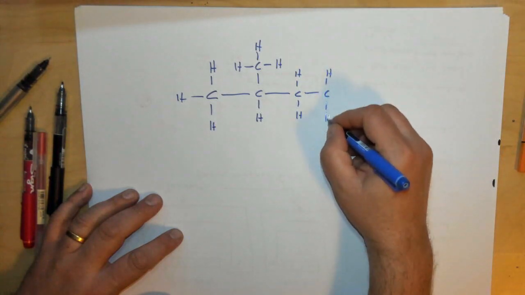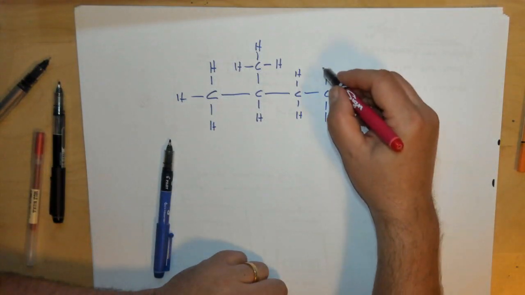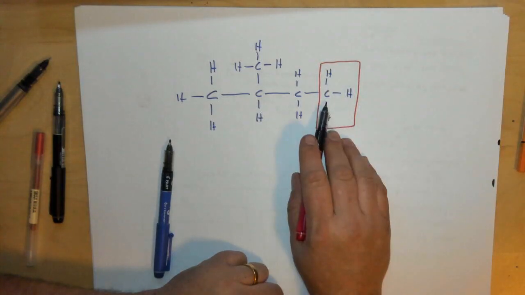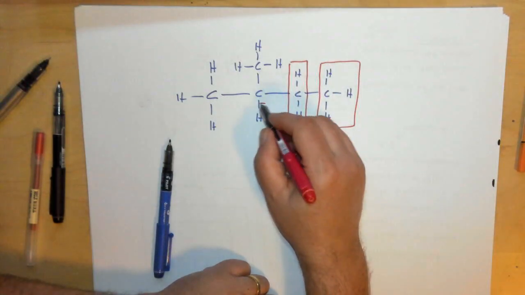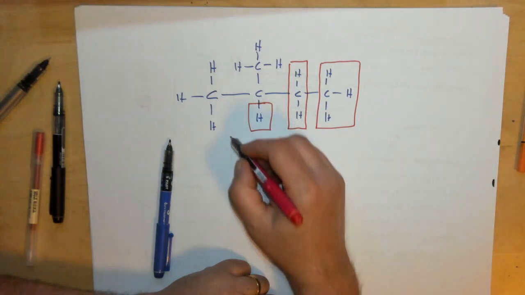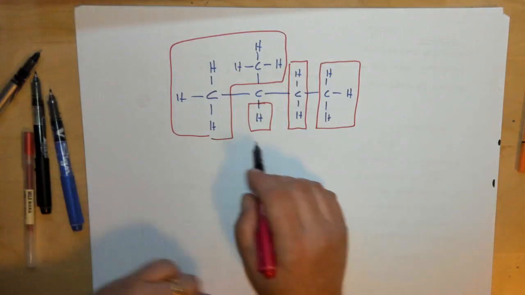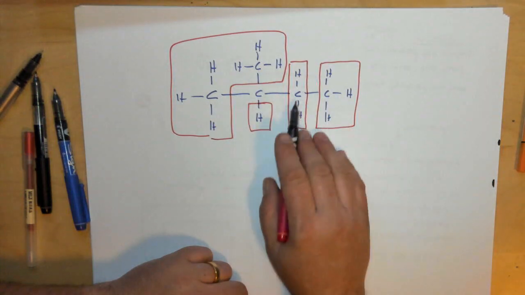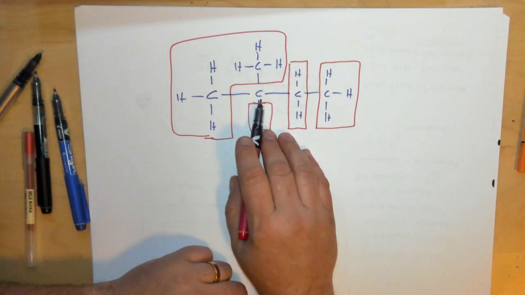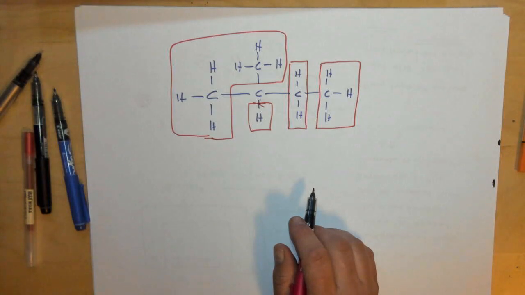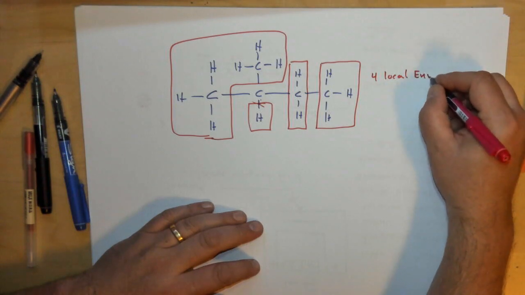Then we can see right away that if we look at the local environments for each one of these hydrogens, these hydrogens here are in one environment. They're on a primary carbon. These hydrogens are in another environment. This hydrogen is in a unique environment, but these hydrogens on this part of the molecule are unique from the other three, but they're not unique from each other because they're both attached to a tertiary carbon with one hydrogen attached. So you have 4 local environments.